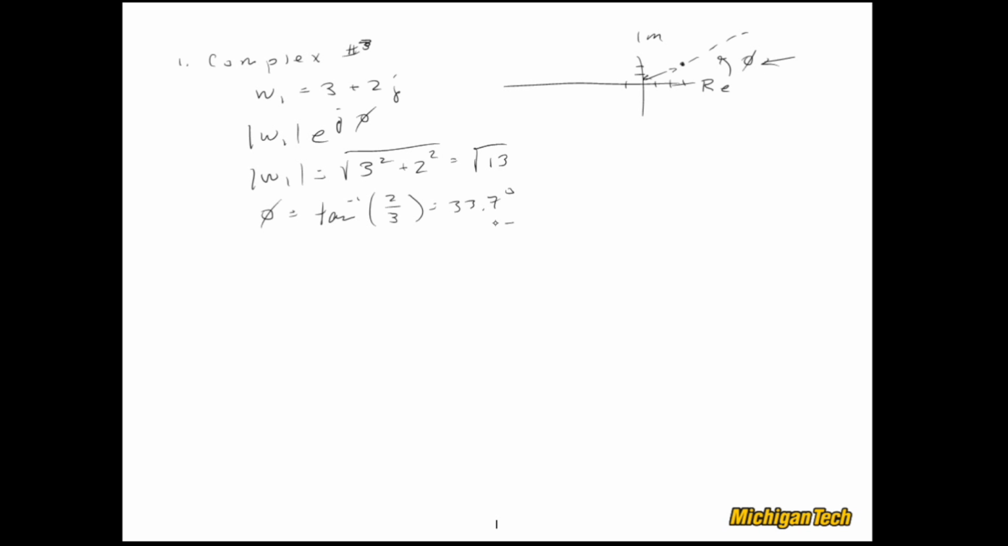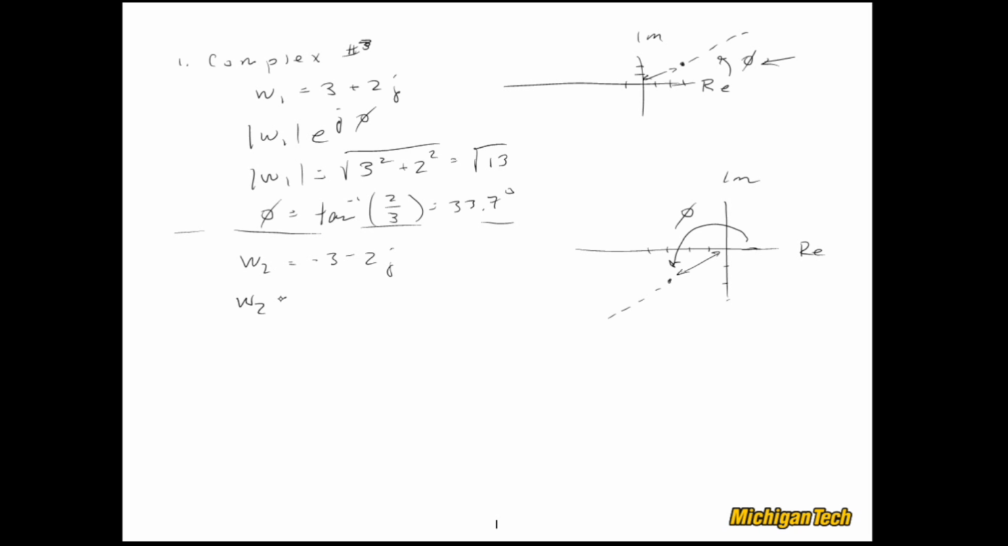Great. Now, let's do another example. How about W2 equals -3 minus 2j? So we'll plot that again. Let's see, it's -3 in the real axis and -2j, so it's about right there. Here's the magnitude again. If I extend out a little dashed line, the phase angle is this angle, phi.